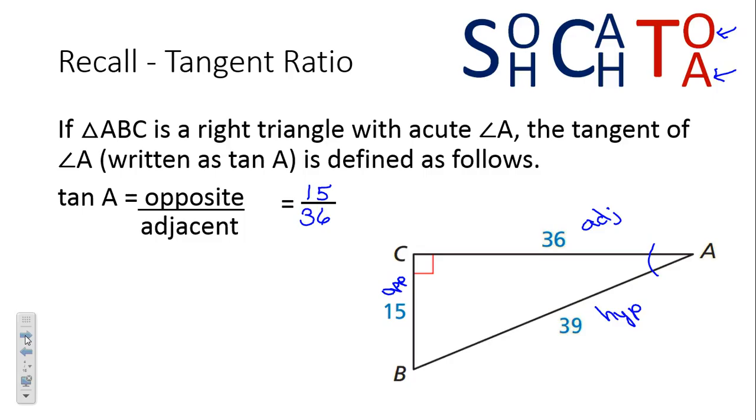Okay. The tangent of A is the opposite side divided by the adjacent side. And in this case, the opposite side has a measure of 15. The adjacent side has a measure of 36, so 15 over 36. Okay? All right, the next slide.